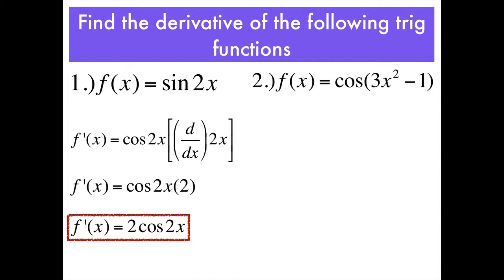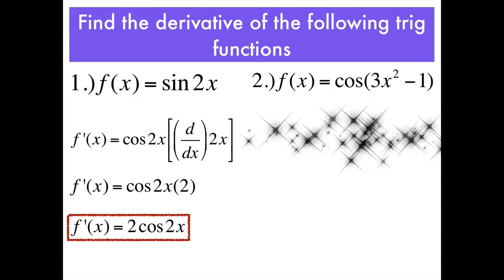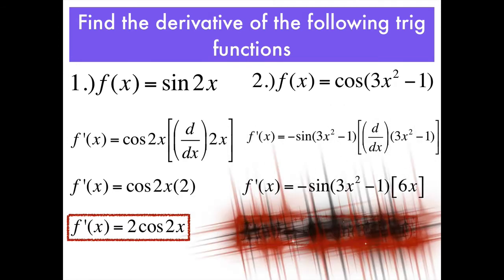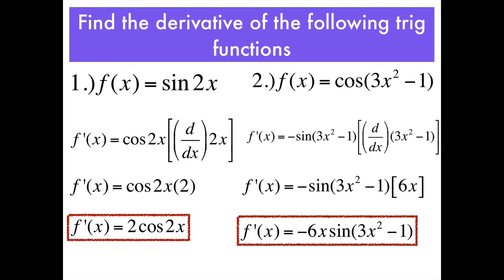Now let's find the derivative of cosine 3x squared minus 1. We are still going to use the product rule for this example. So let's find the derivative of cosine 3x squared minus 1. Therefore, the derivative of cosine 3x squared minus 1 is negative 6x sine 3x squared minus 1.